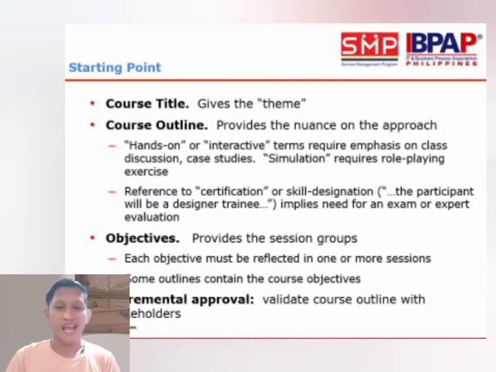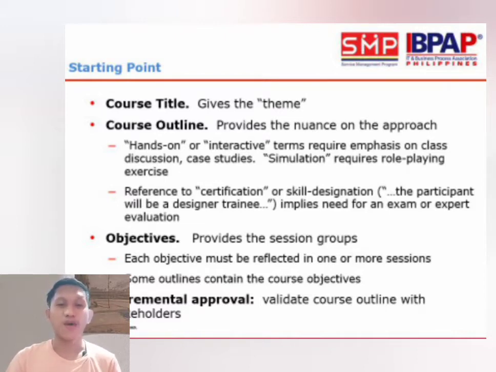This is the way or steps on how to make a course outline of the group sessions. First is the course title. It gives the theme, sometimes called a course name, and it is important to have a course title in order to easily understand and remember what you have to discuss. So importanteng meron ang course outline dahil dito mo malalaman kung ano yung dapat sasabihin, kung ano dapat yung i-discuss in one particular group session.